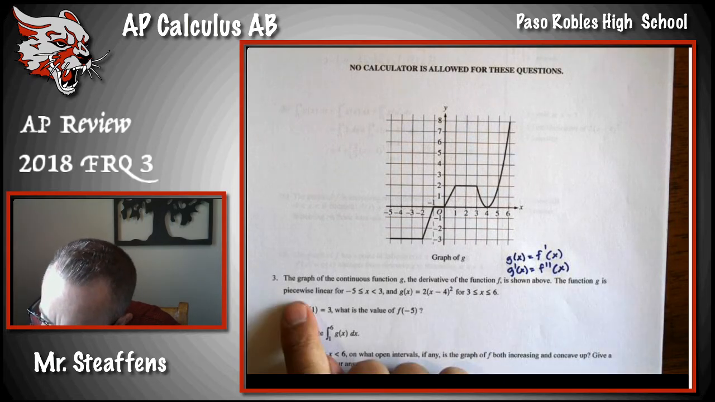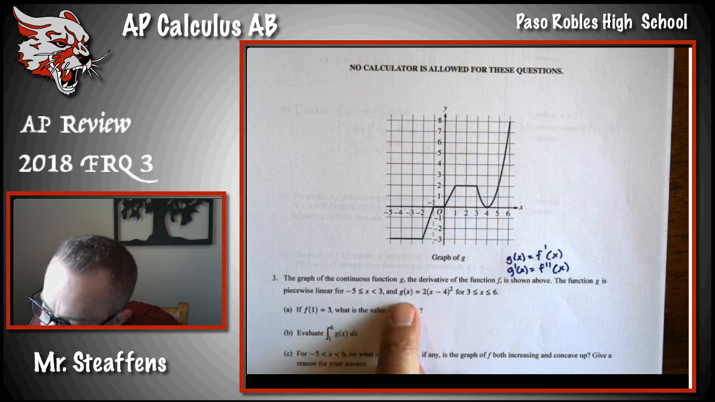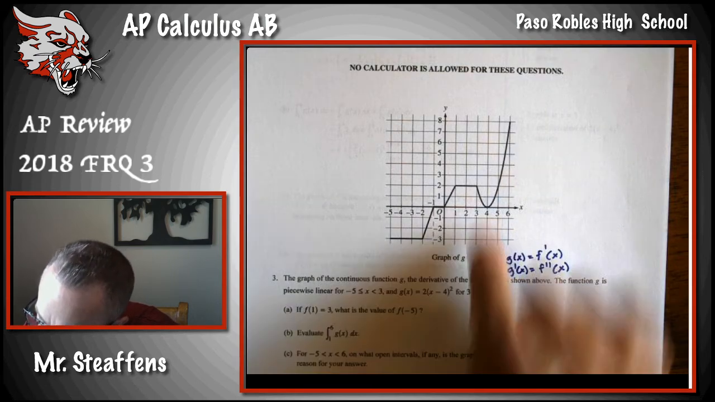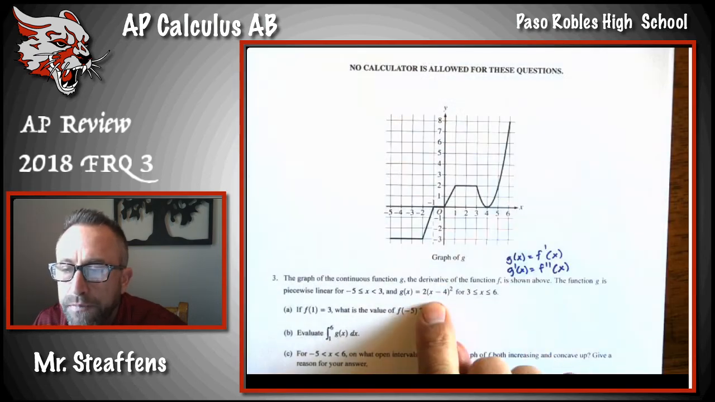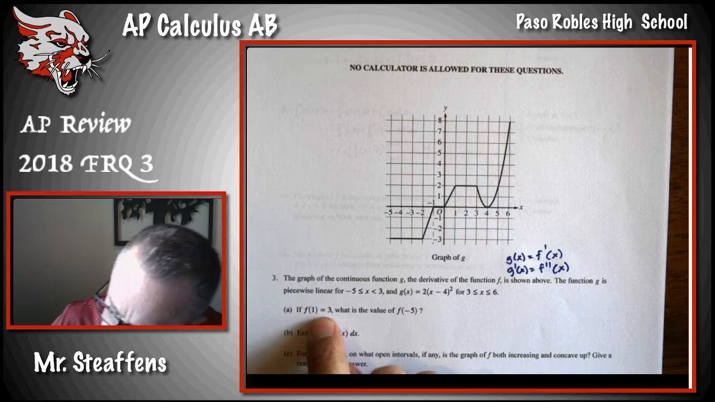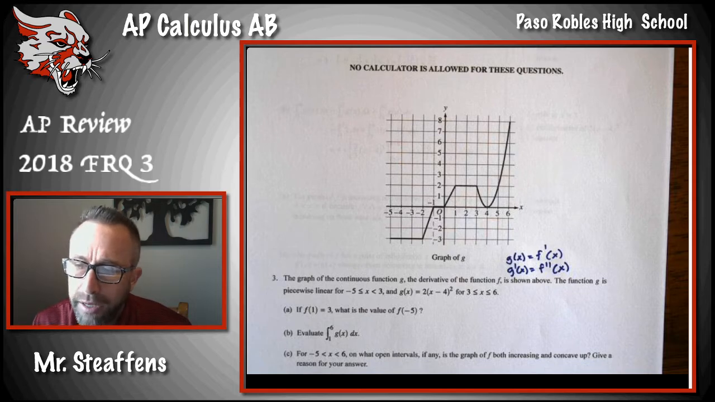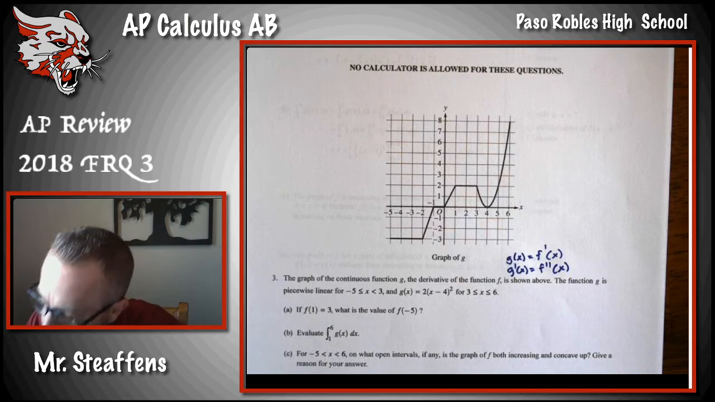So question 1 says, by the way, that this function g is a piecewise linear function. Yeah, we see that. It's all piecewise and chunky. And then once I get to 3, this becomes a nice, easy parabola, which is (2x minus 4) squared. It says if f of 1 is worth 3, find f of negative 5. So it's going to give us our initial value. Our initial value is at 1. F is 3.